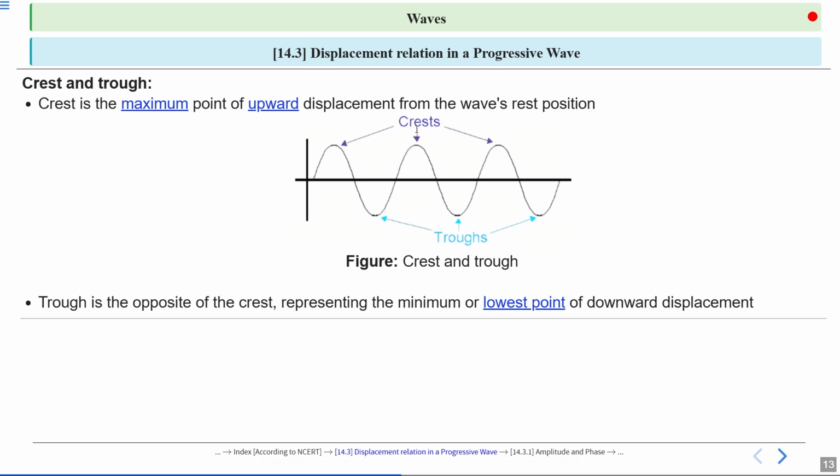The trough is the lowest point of the wave, or the maximum downward displacement from the rest position. It's the opposite of the crest. In the figure, crest and trough, you can see the trough at the bottom of the wave. Clear? Bottom of the wave. So these are the troughs. So every wave has both crests and troughs, and together they show us how the wave moves above and below its rest position. Clear?